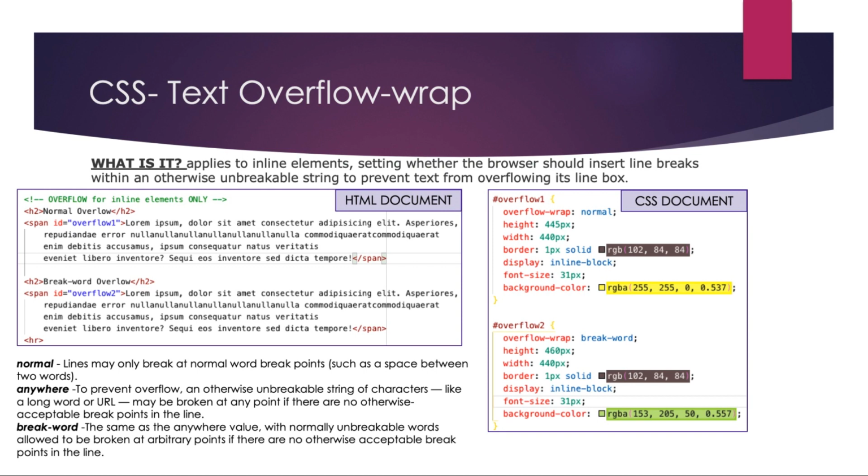So normal: lines may only break at normal word breaks, such as a space between two words. Anywhere: to prevent overflow, an otherwise unbreakable string of characters like a long word or URL may be broken at any point if there are no otherwise acceptable breakpoints in the line. And then there's break-word, which is what I'm using in the second example, and I'll show you in the next slide. The same as anywhere, with normally unbreakable words allowed to be broken at arbitrary points if there are no otherwise acceptable breakpoints in the line. So it's the most flexible. It's the one that I favor. So let's take a look at it.